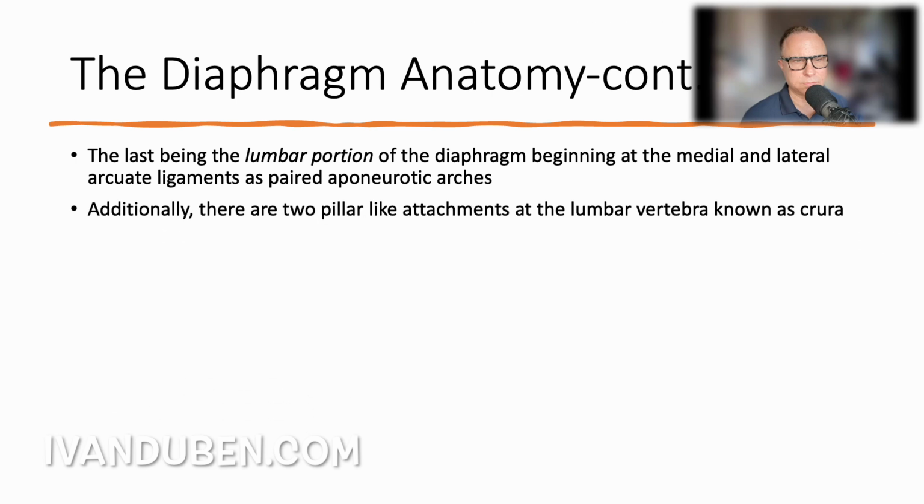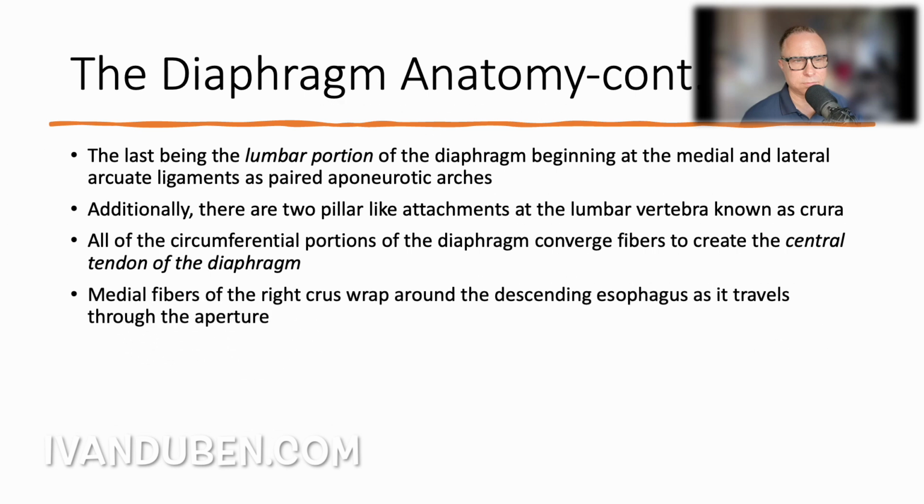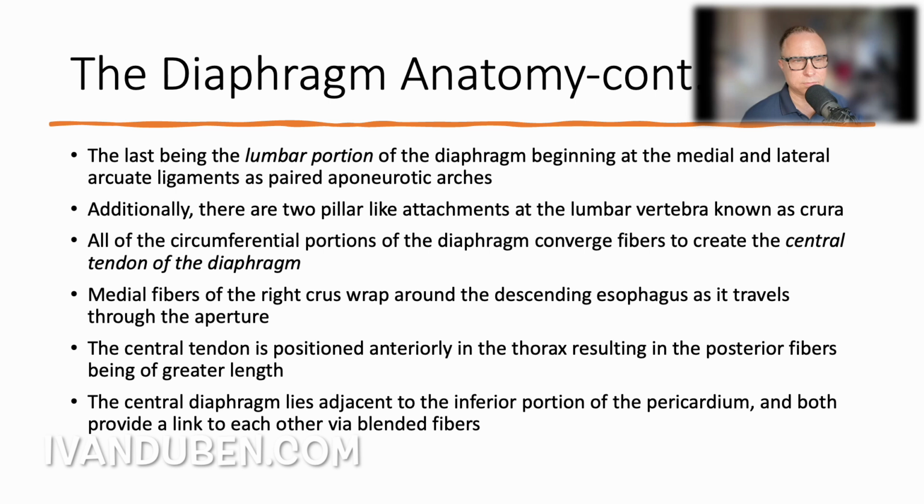Additionally, there are two pillar-like attachments at the lumbar vertebrae known as the crura. All of the circumferential portions of the diaphragm converge fibers to create the central tendon of the diaphragm. Medial fibers of the right crus wrap around the descending esophagus as it travels through the aperture. The central tendon is positioned anteriorly in the thorax, resulting in the posterior fibers being of greater length. The central diaphragm lies adjacent to the inferior portion of the pericardium, and both provide a link to each other via blended fibers and ligaments.